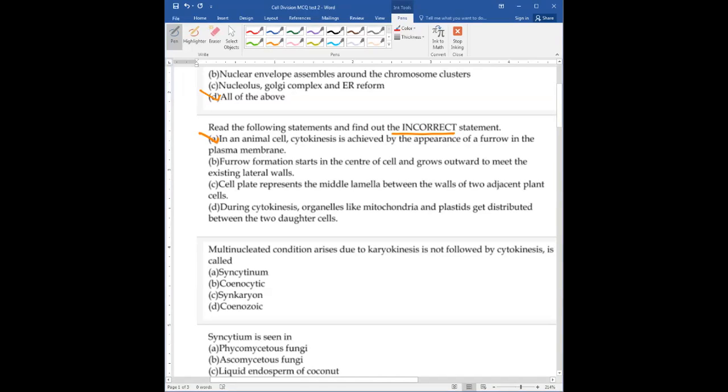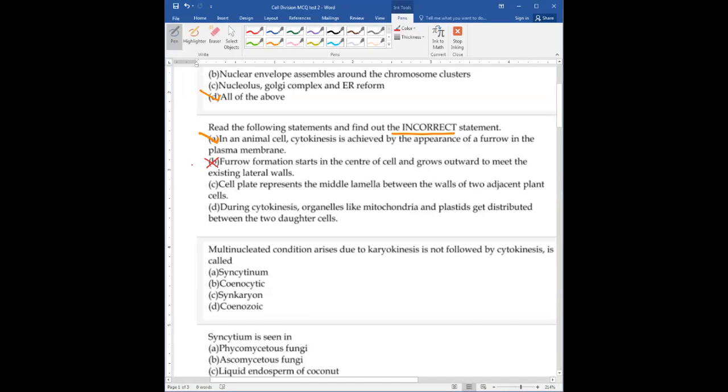Furrow formation starts in the center of the cell and grows towards the outside to meet the existing lateral cell walls. Is it true or false? This is the wrong one, guys. This is the wrong one. Let's see if the other statements are right or wrong.